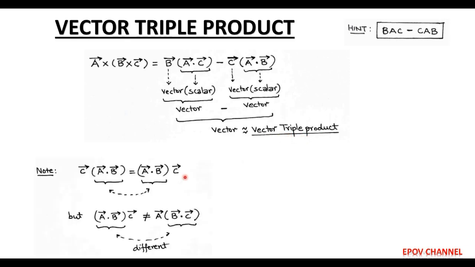Now we note a point. When we take the dot product of two vectors, that is A vector dot B vector, then we can write C vector into A vector dot B vector equals A vector dot B vector into C vector. But A vector dot B vector into C vector is not equal to A vector into B vector dot C vector. Here the dot products of the vectors are different, so this is not equal. The equality holds only when the dot product is of the same vectors.